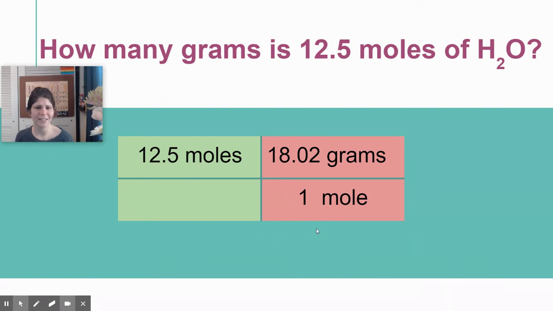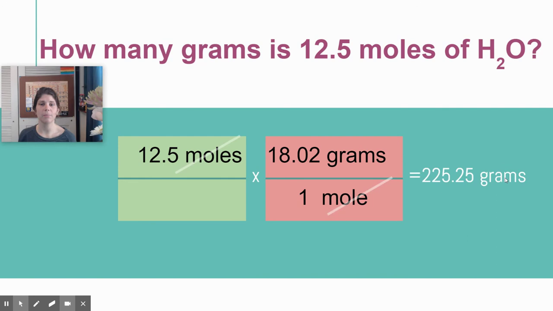This is called the molar mass here. And so what does this exactly mean? That vertical bar means multiply. So you do 12.5 times 18.02 divided by 1. And I already did this for you. You get 225.25 grams. Why grams? Because the moles cancel out. You have moles in the top and moles in the bottom.